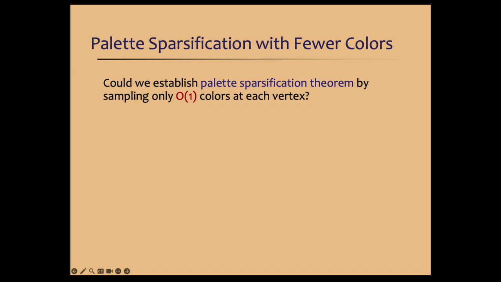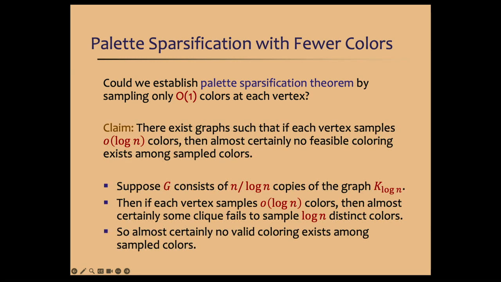Okay. So we proved this palette sparsification theorem by sampling order log n colors at each vertex. You can ask the question, can I go down to order one colors? Can I just prove the same thing with order one colors? The answer is no, and it's easy to show there are graphs where if you sample o(log n) colors, then with good probability, there is no feasible coloring among the sampled colors of the input graph.